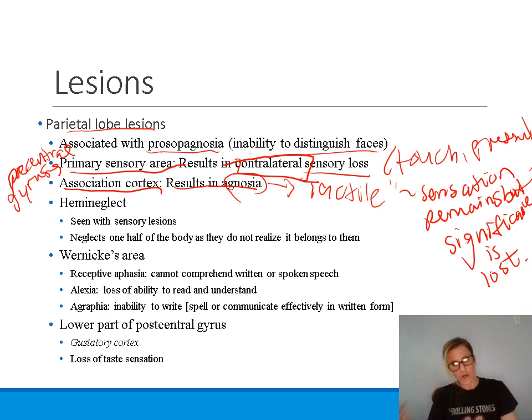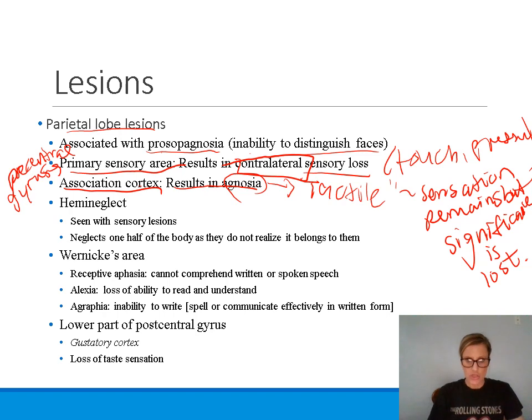So if your eyes are open and you can see, you can kind of come up with what's happening. But if your eyes are closed, if you can't see it and you're just feeling something, you don't understand what it is that you're feeling. You can say, yes, something is there, but I don't know what it is or why it's happening.